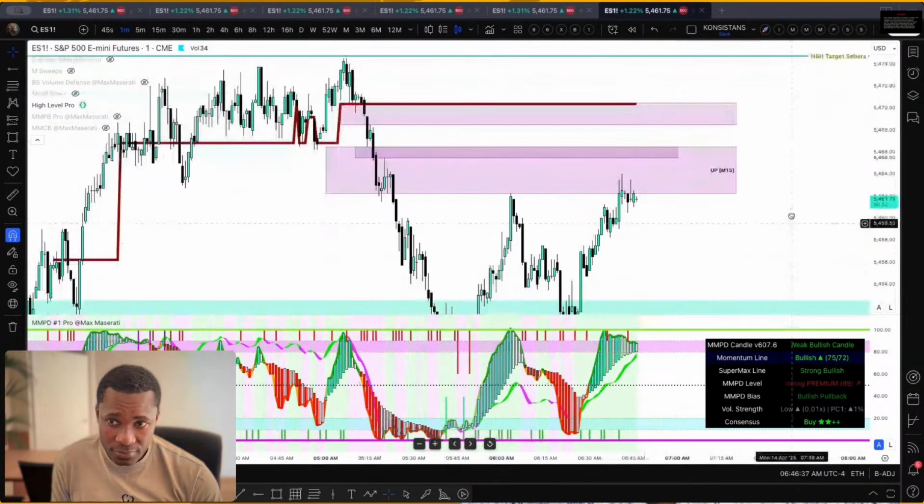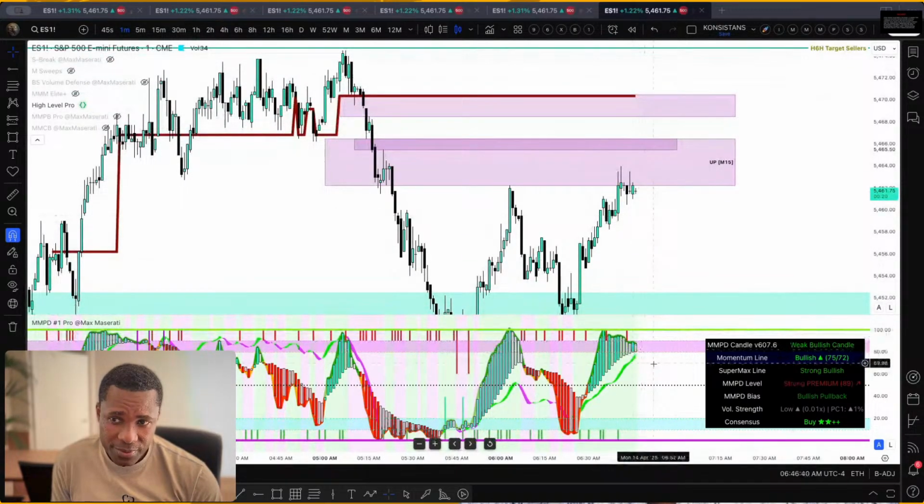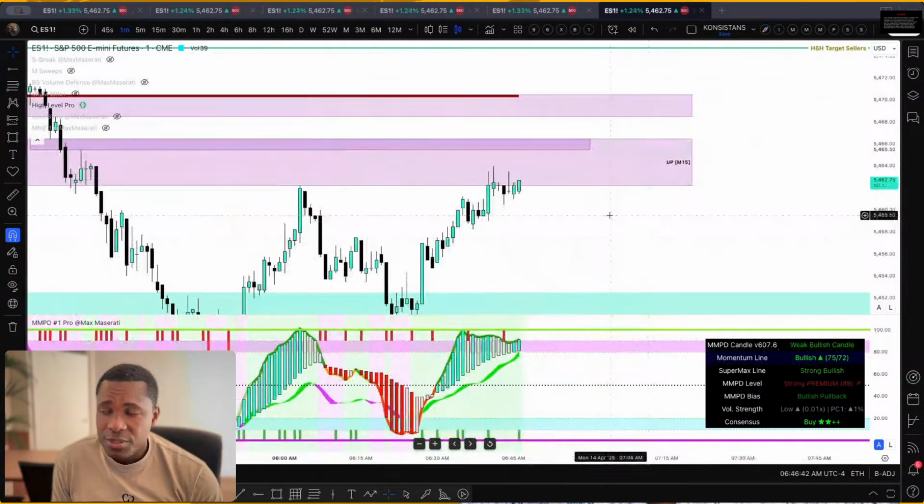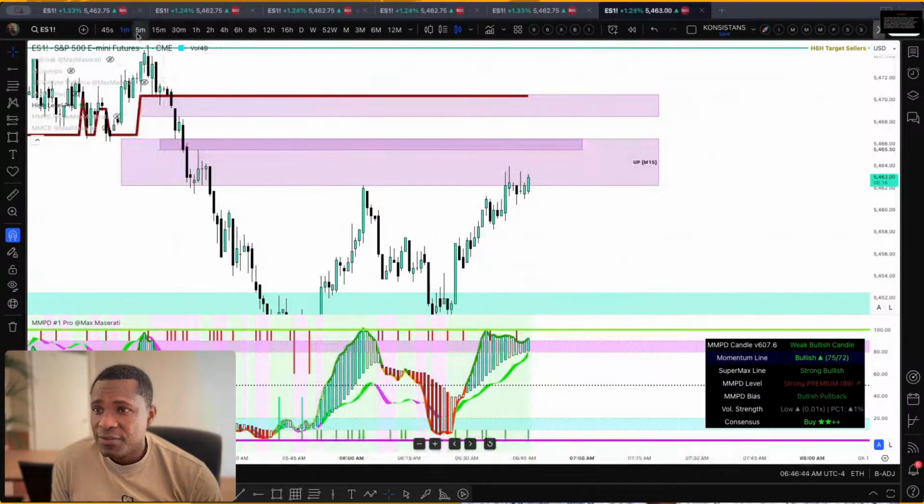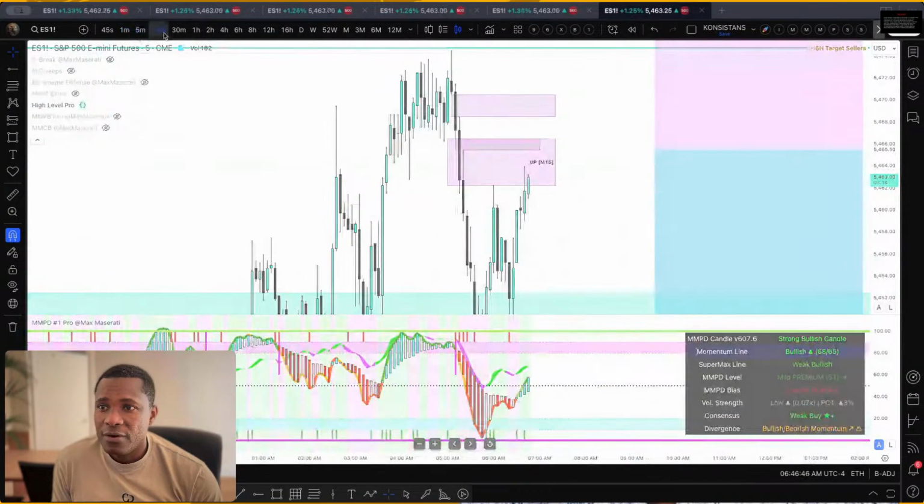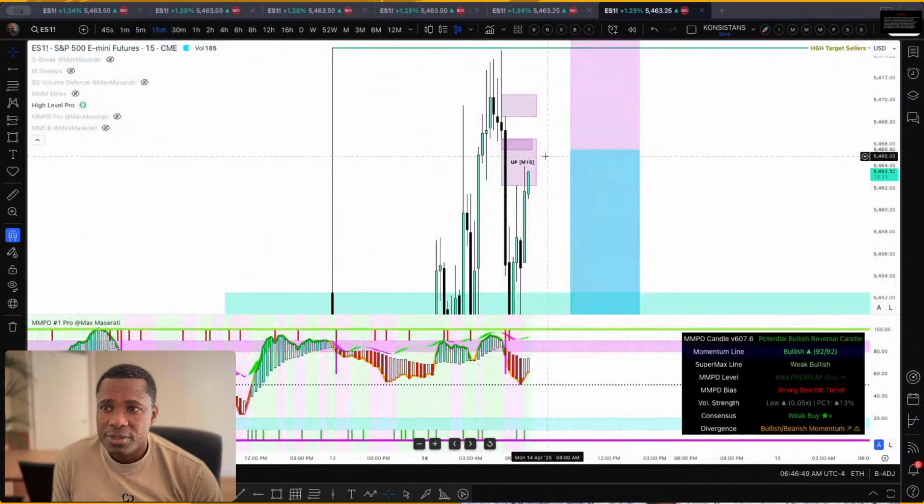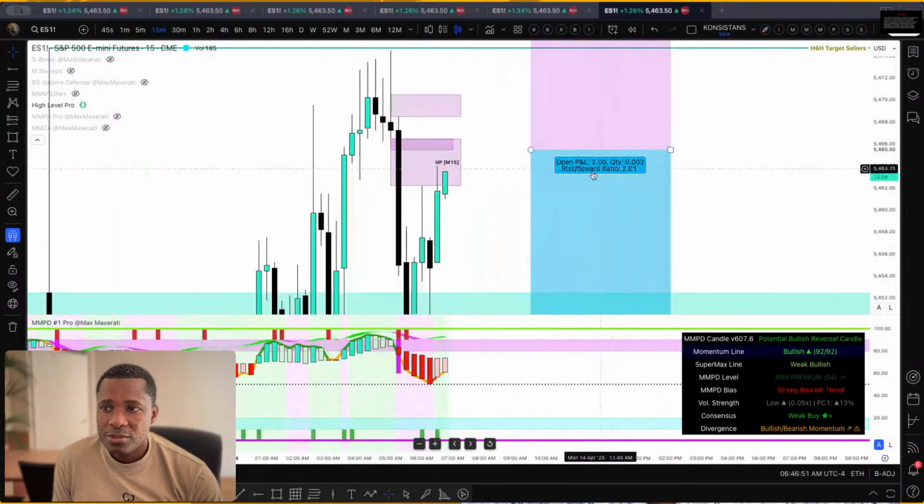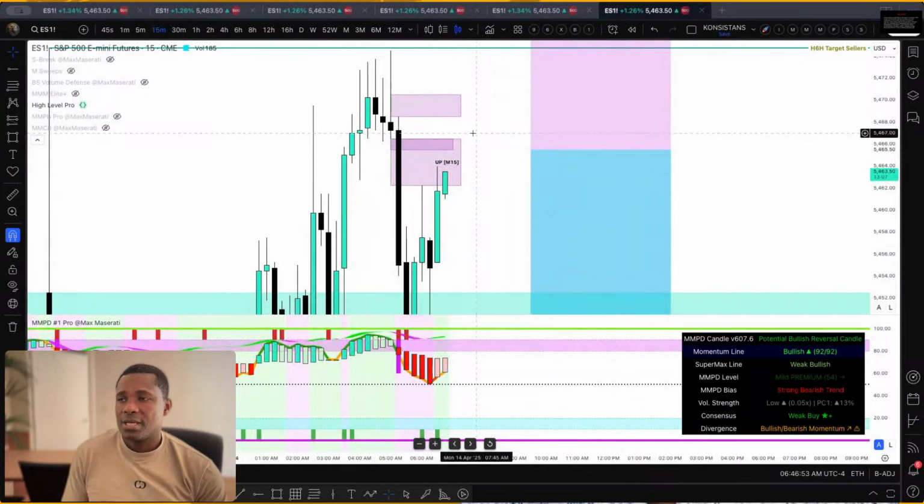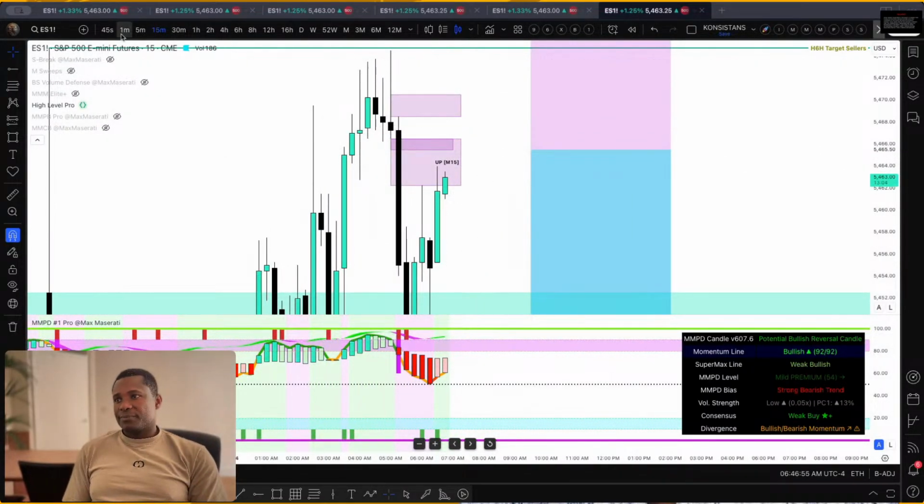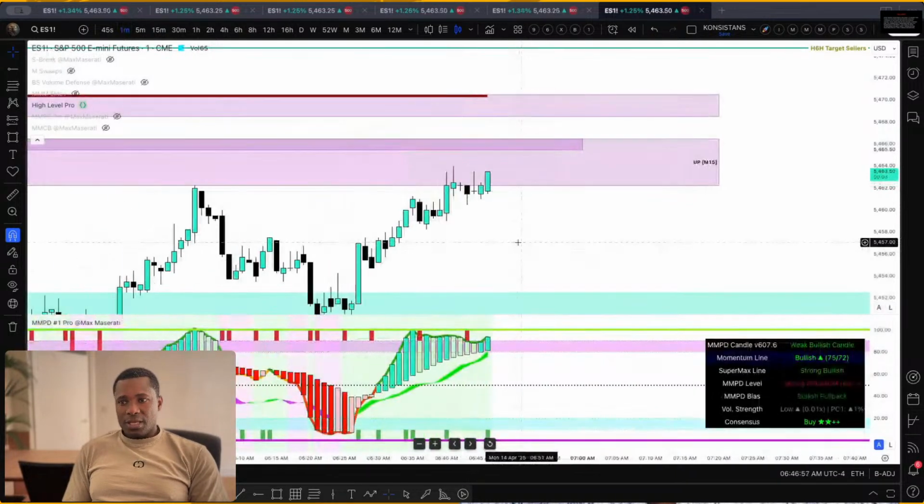Here we are on the premium, which means the only thing we're waiting for is price to give us a nice, beautiful bearish body. I expect price to keep pushing up and take this high. So this is our analysis.